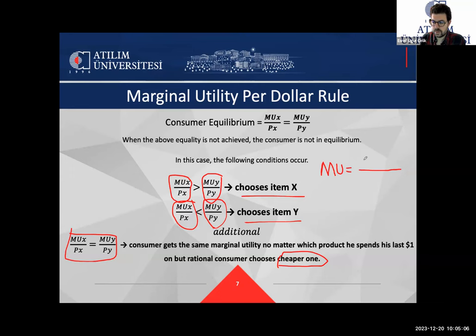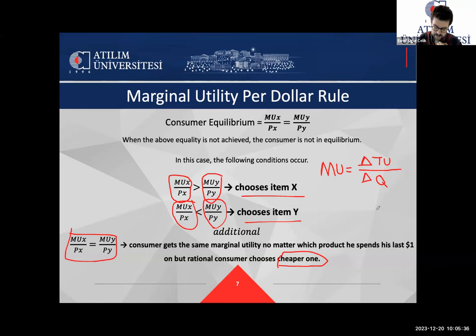When you see marginal, you put delta on both sides, and that is delta total utility divided by delta quantity. Marginal means additional, so for every additional unit, how much does the total utility change? Okay, then let's talk about the example.